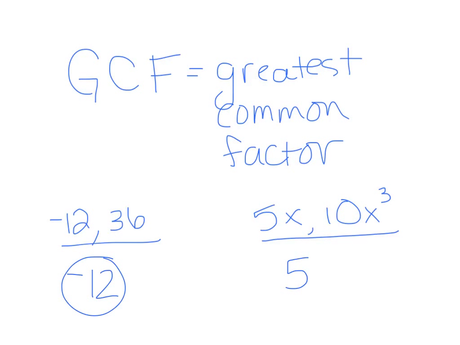And then we look at the x and the x cubed. Well, you can take an x out of the x, and you could take a single x out of the x cubed, so the greatest common factor would just be 5x. If this one right here were a 5x squared, then your greatest common factor would be x squared. So the variable that is in the greatest common factor is always the least exponent.